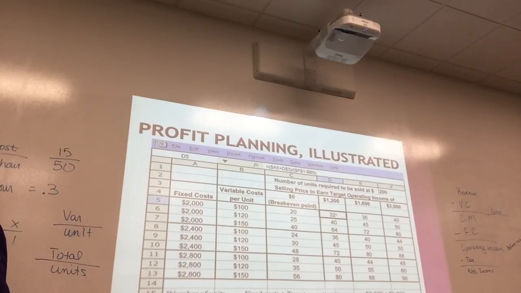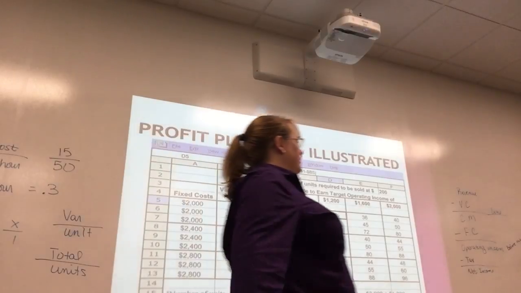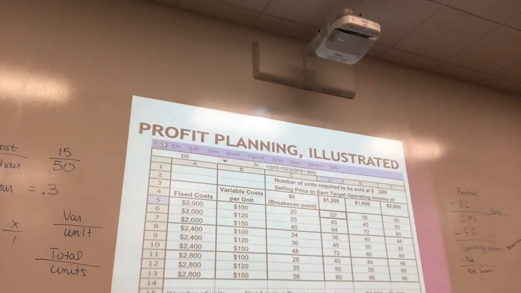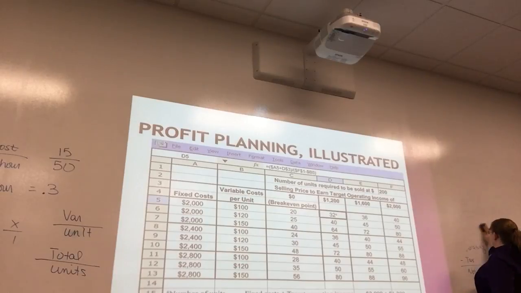Now, here, what we have is fixed cost, variable cost per unit, and I want that equal to my break-even. Now, number of units required to be sold at $200. So in this case, my income is $200 per unit. Okay? So how do I get this, so you guys understand the calculations behind this?